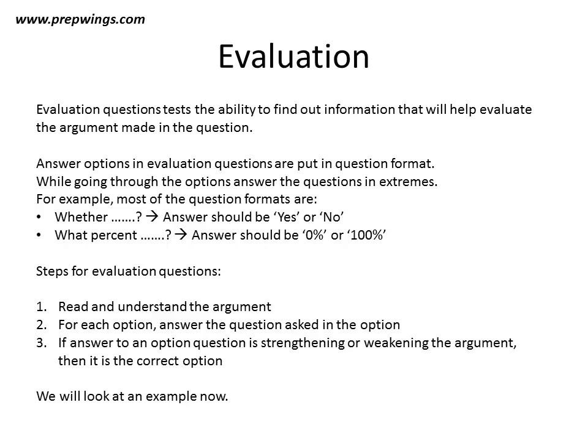Okay. So the steps for evaluate questions are: step 1 says that you should read and understand the argument. Step 2 says that for each answer option, answer the question asked in the option, because all the options have questions in them. And the third step is that if the answer to an option question strengthens or weakens the argument, then it is the correct answer option. So this is how we deal with evaluate based questions. It seems a bit tricky, so we'll do an example now to get more clarity.